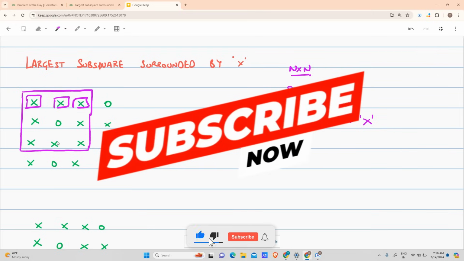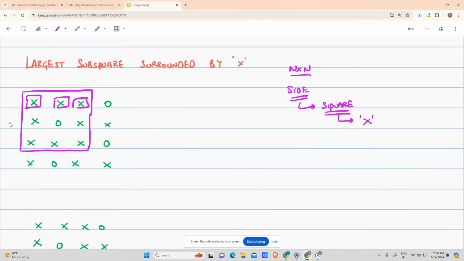So we are just concerned about the boundary. You can see the side of this square is 3 and the side of this square is 1. So what is the maximum? It is 3, right? So we have to return 3 as our answer. So this is our input and output scheme for this question.